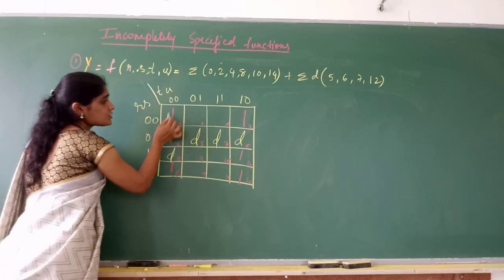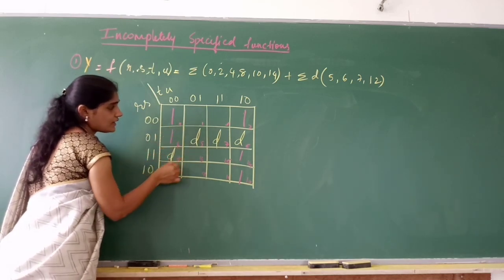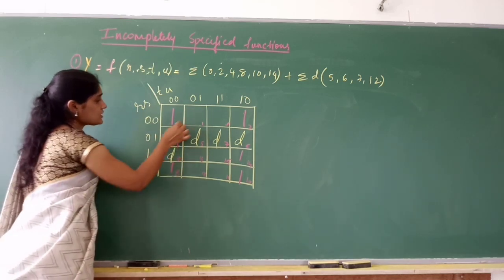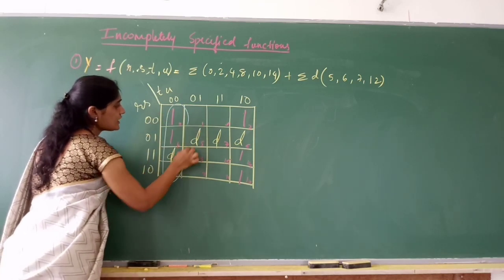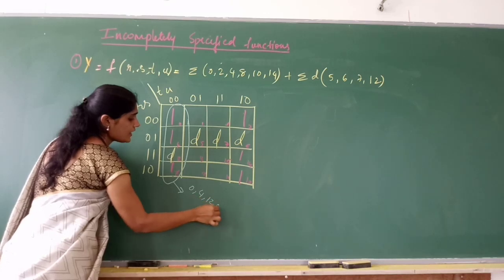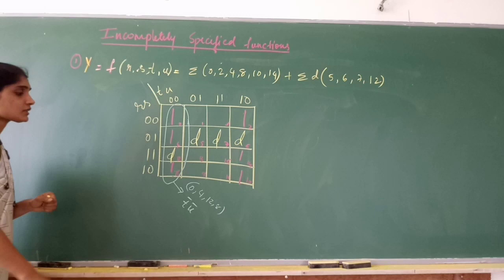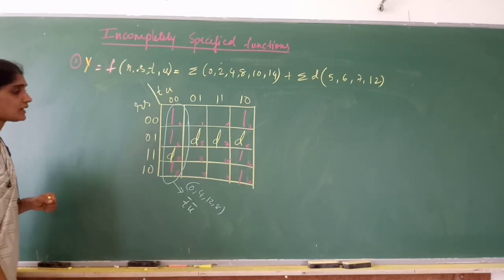So, instead of going for 0, 4, what you can do is, you can go 0, 4, 12, 8. You can combine 0, 4, 12, 8. So 0, 4, 12, 8 will form a single grouping. And what is the equation we get? T bar, U bar. The equation is T bar, U bar.